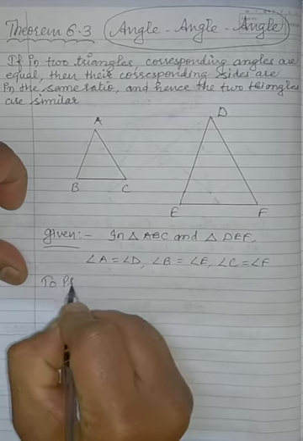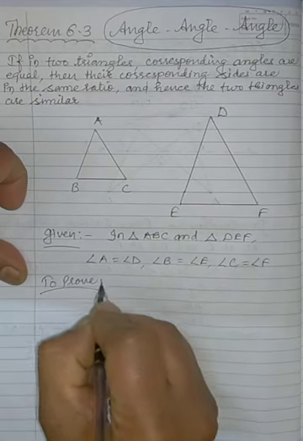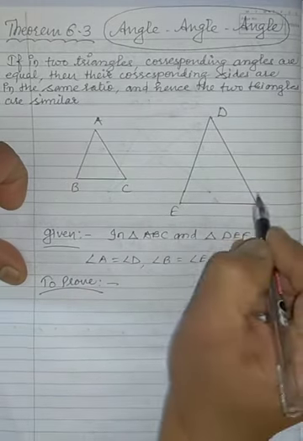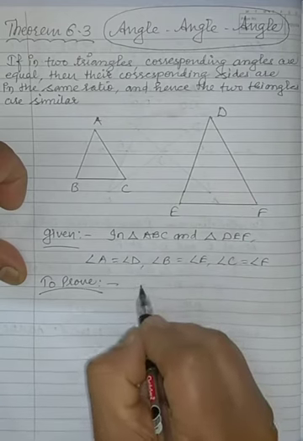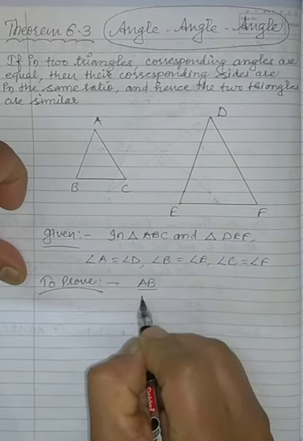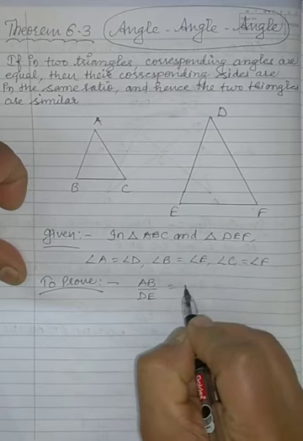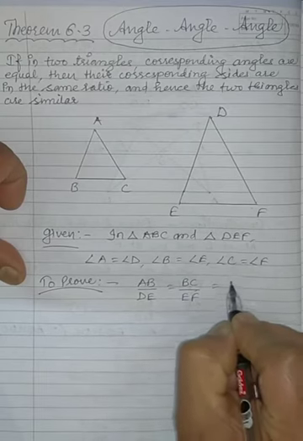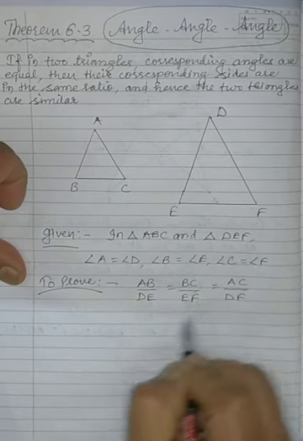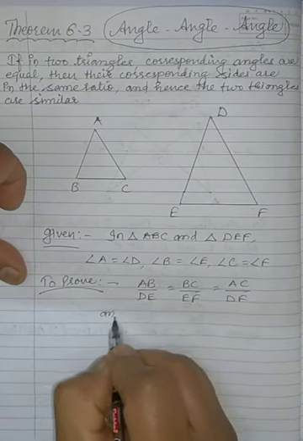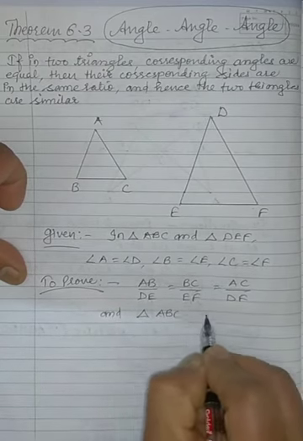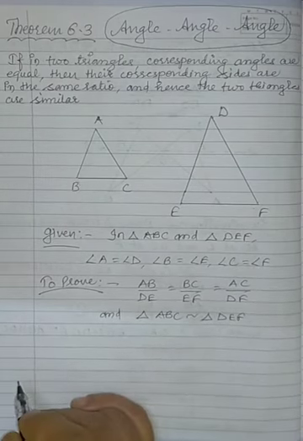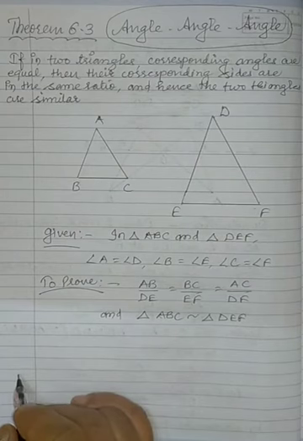We have to prove that their corresponding sides are in the same ratio. AB upon DE is equal to BC upon EF is equal to AC upon DF, and triangle ABC is similar to triangle DEF.